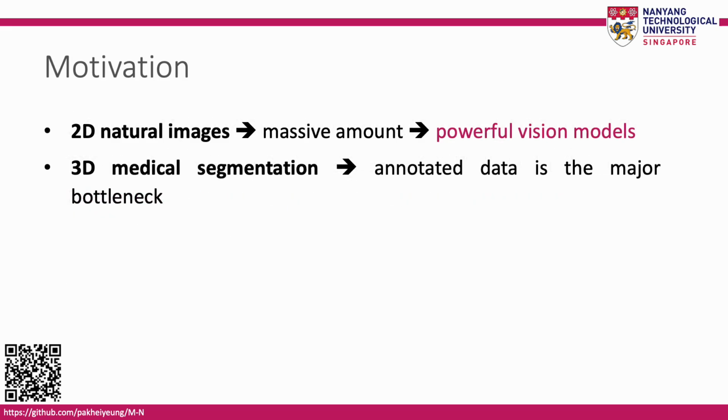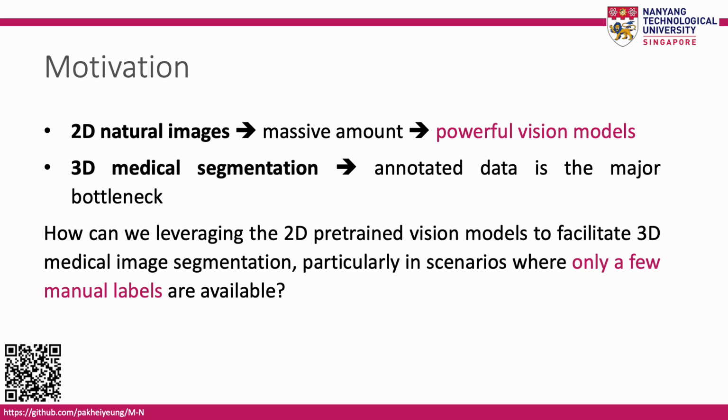Large-scale 2D natural image datasets have led to powerful vision models. But in medical imaging, especially 3D segmentation, the major bottleneck is still the scarcity of labeled data. So the central question of this work is, how can we utilize pre-trained 2D vision models to improve 3D medical segmentation when only a few manual labels are available?